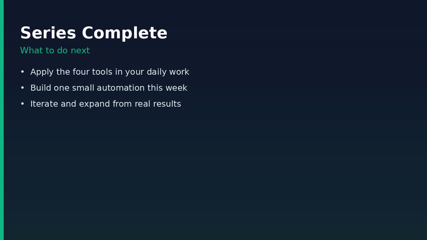Scaling considerations. Once a single automation is stable, look for similar processes that can reuse the same pattern. Standardize naming, logging, and review steps so the team can understand and maintain the system.